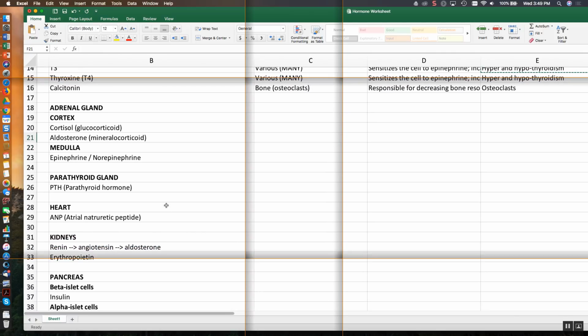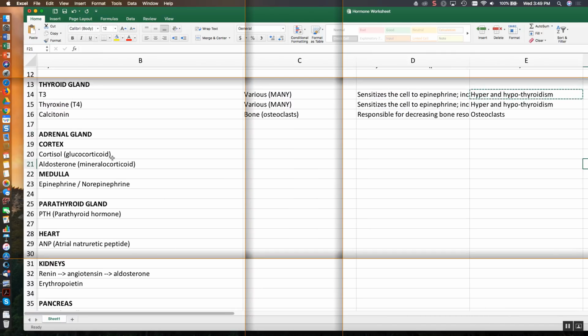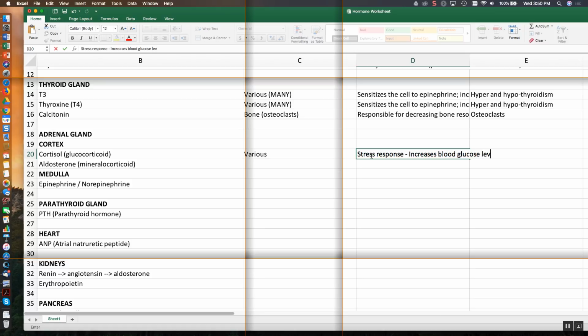Adrenal gland, cortisol. Again, various tissues. This is part of the stress response. And what it does is, actually we already did this with ACTH. It increases blood glucose levels and promotes protein and fat catabolism, breakdown.